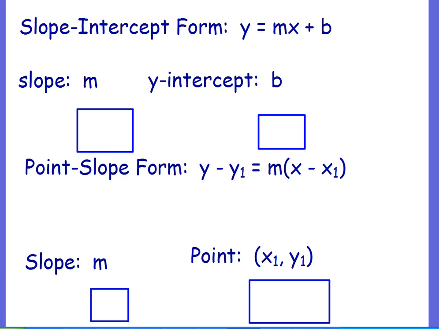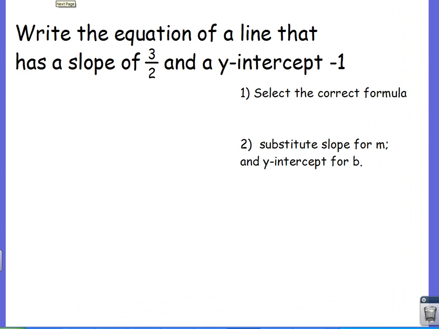All right, but first of all, when you're writing the equation of a line, you need to determine which formula you are going to use. Are you going to use the slope-intercept form, or are you going to use the point-slope form? Now remember, it all depends on what information is actually given. So write the equation of a line that has a slope of 3/2 and a y-intercept of -1. Well, since they give me the slope and they give me the y-intercept, then I'm going to use the slope-intercept form, y equals mx plus b.